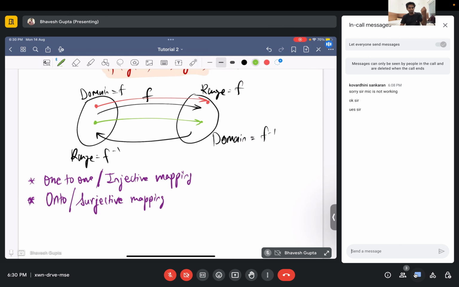One element of this domain is mapped to another element of the set, and we call that set a range. So this is very trivial to understand. Maybe many of you haven't got the idea of this onto or surjective mapping. Surjective mapping basically tells you that the range of the function is equal to the codomain.